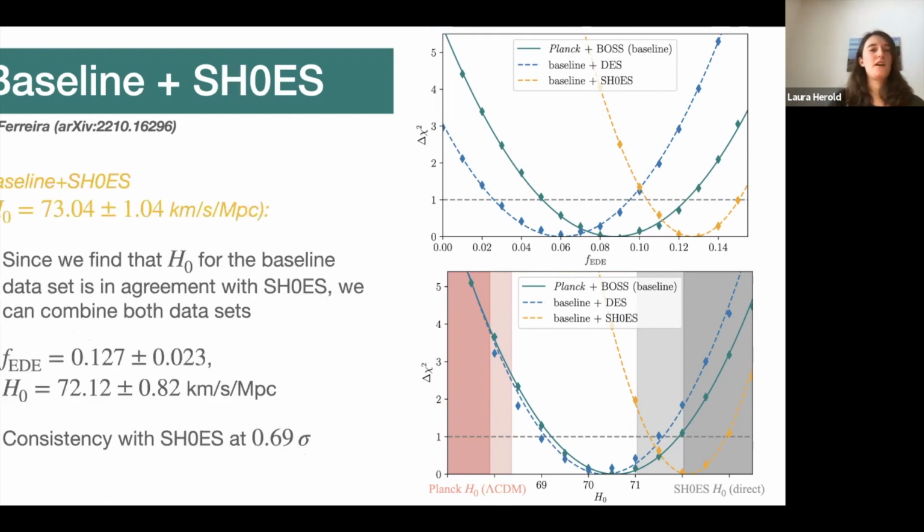So because our baseline result is consistent with the SH0ES measurement, it makes sense to combine our baseline data set with SH0ES and do a combined profile likelihood analysis. And we find a very large fEDE as expected, so about 13%, and a very large H0 of 72, which is consistent with SH0ES at smaller than 1 sigma.